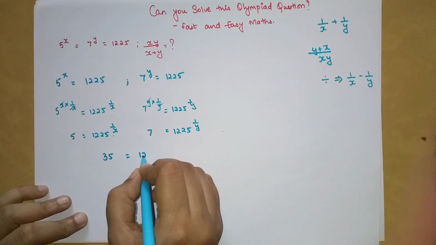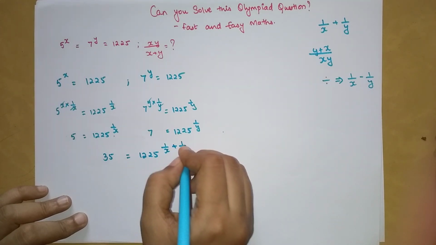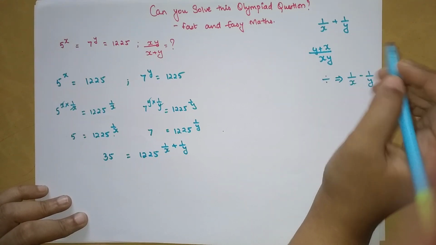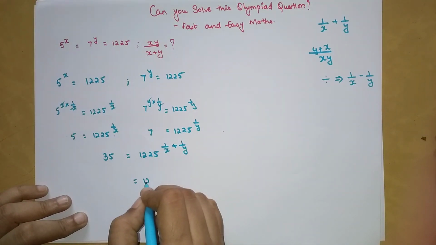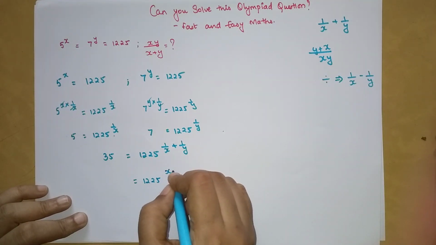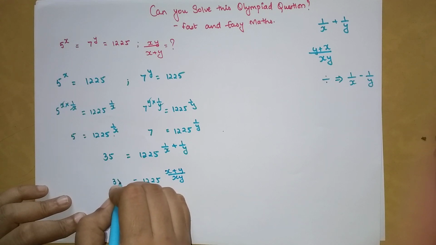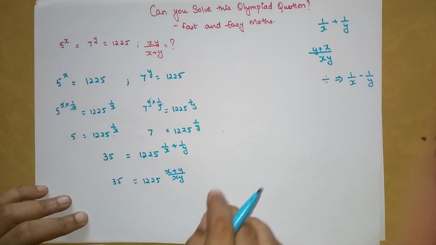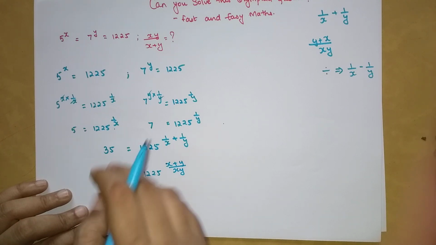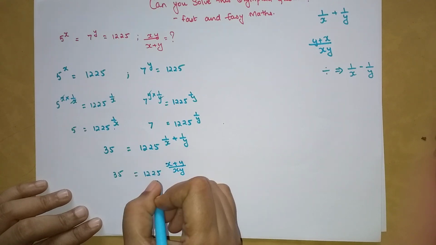And this is 1225, the whole raised to 1 upon x plus 1 upon y. Now, like I said, we can take an LCM and we'll be getting 1225, the whole raised to x plus y upon xy. And this is still 35. Okay. Now, understand the square of 35 is nothing but 1225.